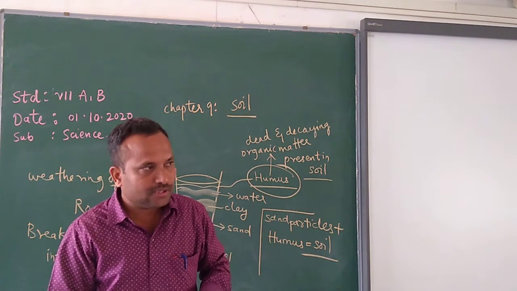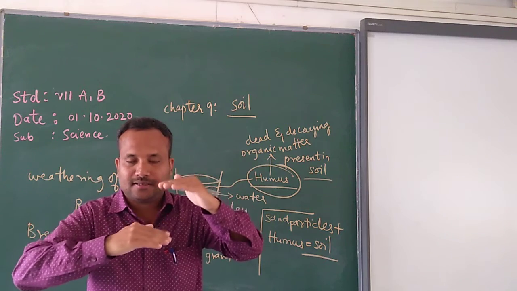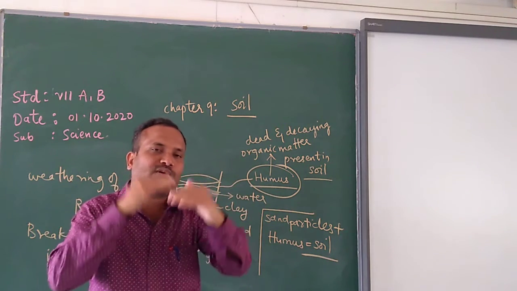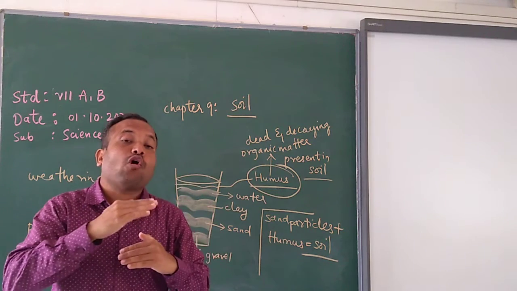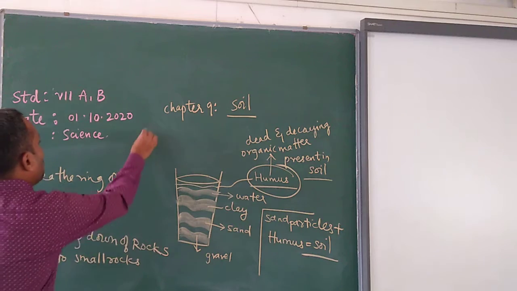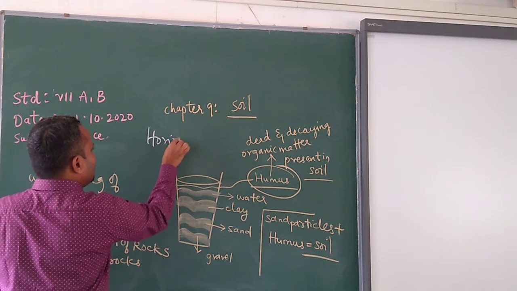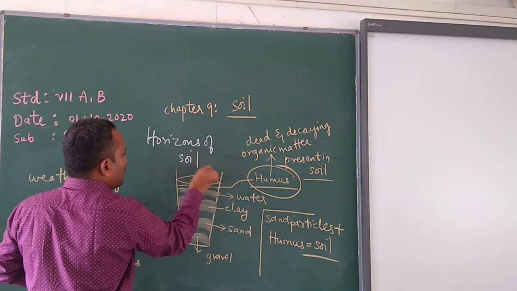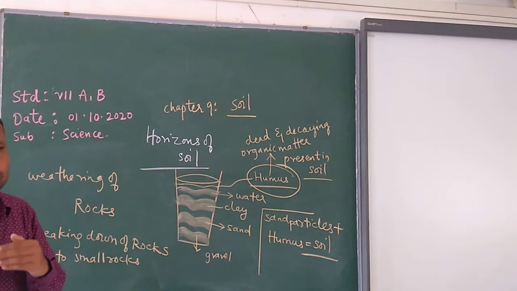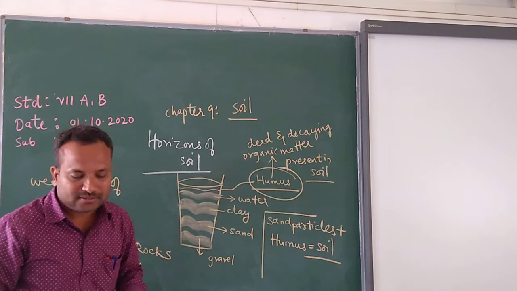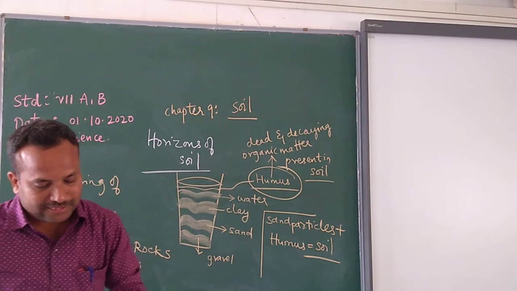Then when we talk about the different components of soil, we call them different horizons of soil. Horizons means different types of soil layers. Okay, children.